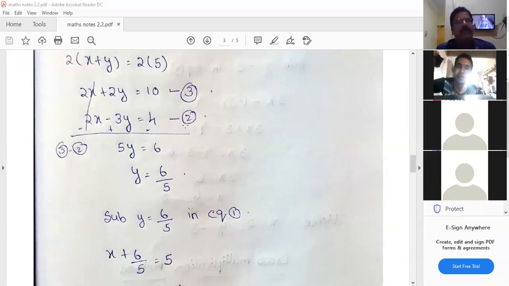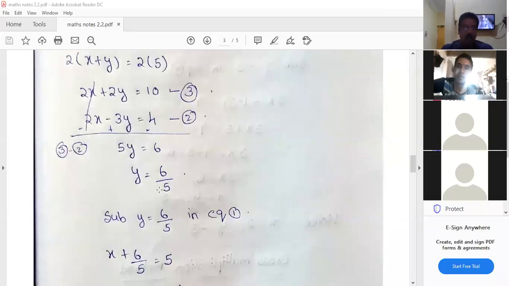Now, I wanted to make one of the variables equal. For that, I multiplied the first equation by 2, then I got 2x plus 2y equal to 10. Sometimes you can multiply both the equations also, but here I multiplied only one equation. Then the x coefficients are equal. Since both have the same sign, I can subtract the equations. So 2x minus 2x cancels. Plus 2y plus 3y means 5y. 10 minus 4 means 6. Then y is equal to 6 by 5.